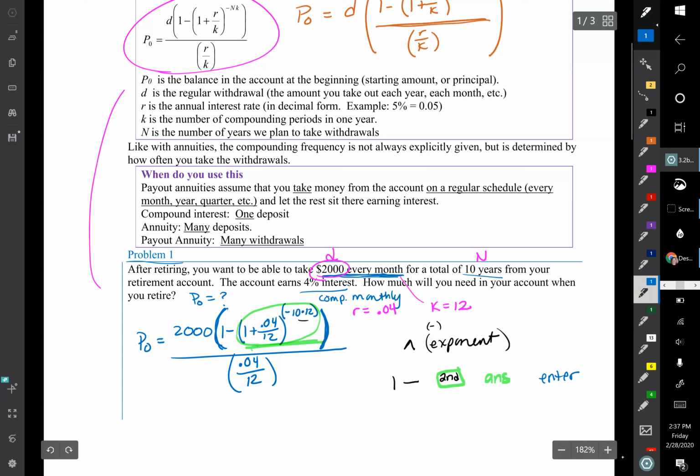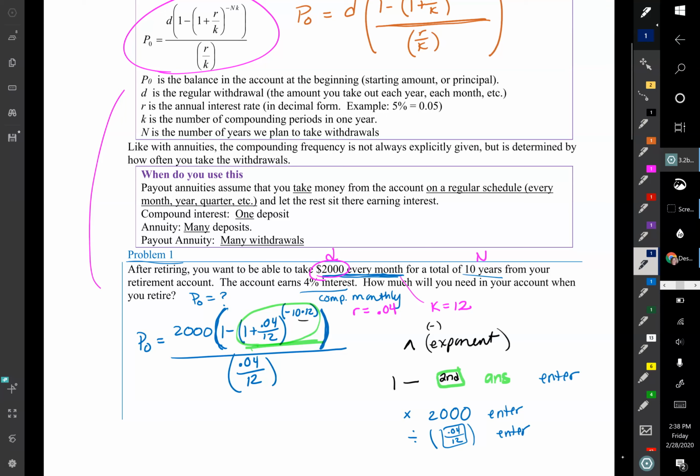Then I'm going to multiply by the 2000. I'm just writing out what I would type in, and then hit enter, and then divide by parentheses, or use your fraction key, which looks like this, 0.04 over 12, and then enter. And you should get, for all those values, I'm going to write the in-between steps. I'm going to just pause the video and put those in, and you can match up.